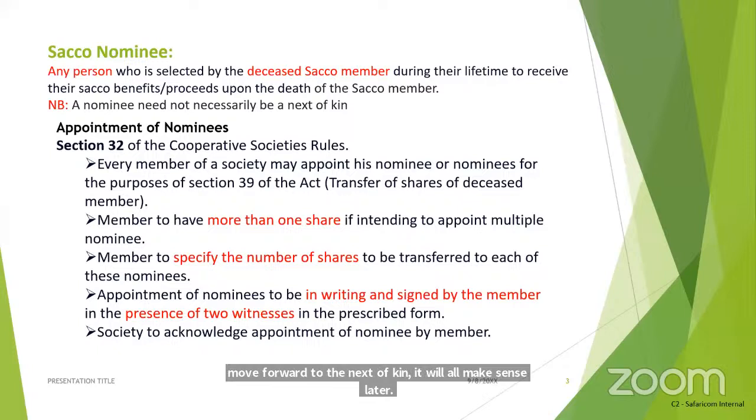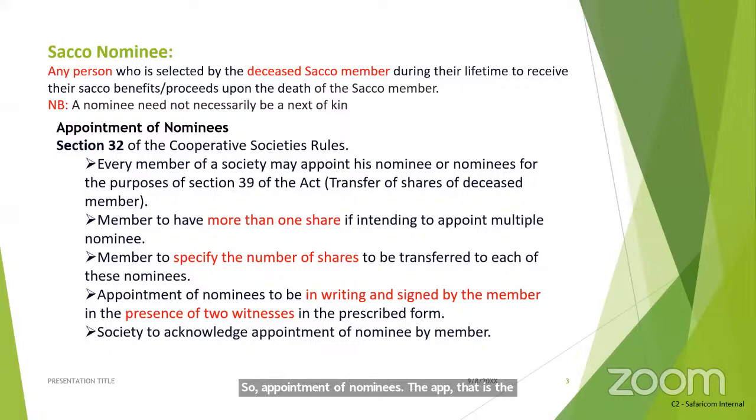So, appointment of nominees. The act, that is the Co-operative Societies Act under Section 32, brings out the definition, appointment of nominees. How can nominees be appointed? So, for the appointments of nominees to happen, the rules, that is the Co-operative Societies rules under Section 32, provide that every member of a society may appoint his nominee or nominees for the purposes of Section 39 of the Act, now the Societies Act, which states that under Section 39, this is the part which states the transfer of shares of deceased member.